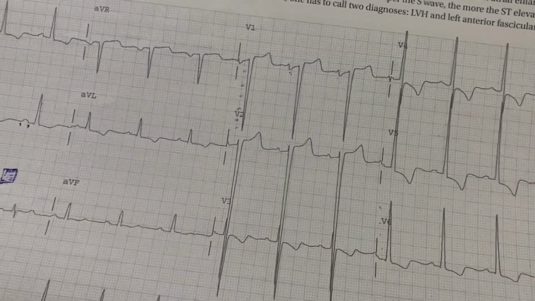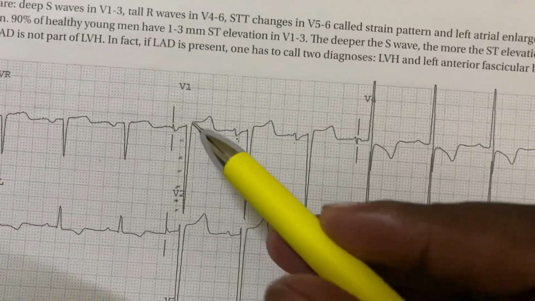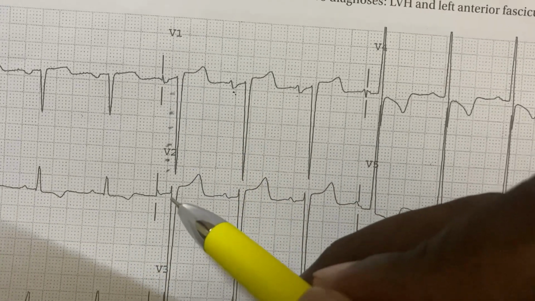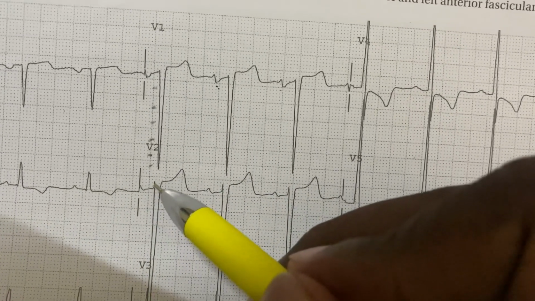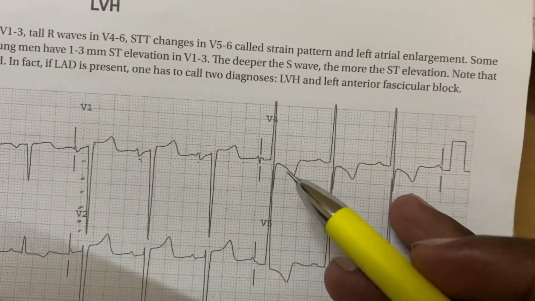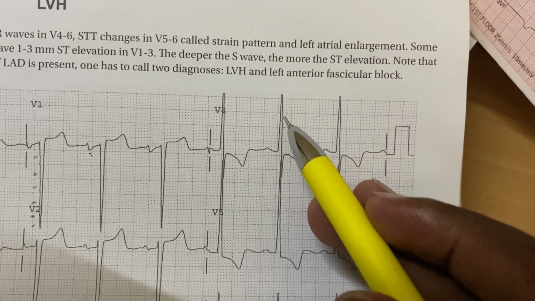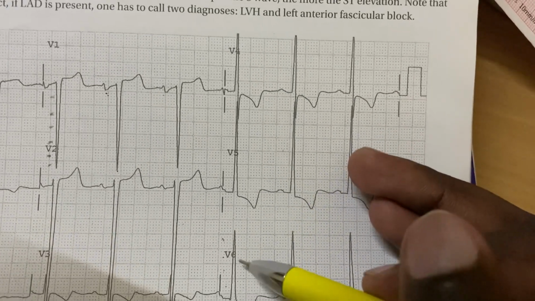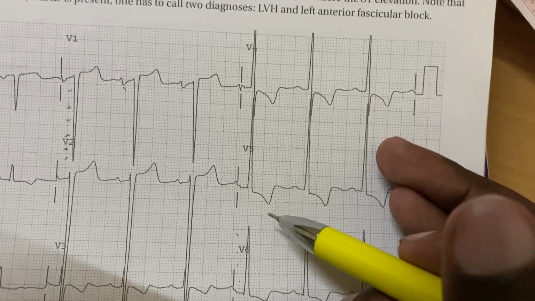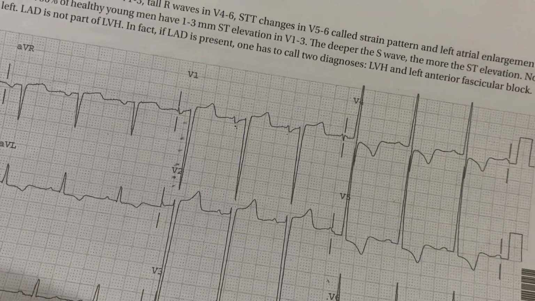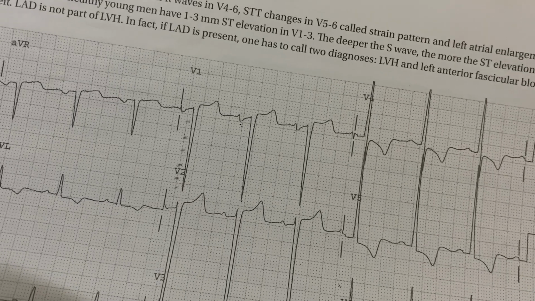We are using the criteria. Very small r in V1, very fine. Then slightly tall r in V2, slightly tall r in V3. Then if you go to V4, r becomes very tall. V5, it's very, very tall. And then V6, it reduces. So this is a normal RS progression, but where the problem comes in is the voltages.